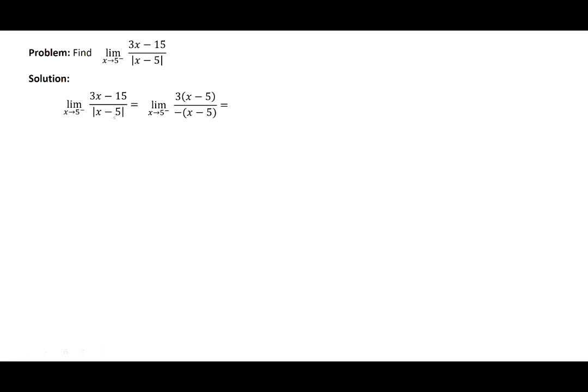We will replace the absolute value of x minus 5 with the negative of x minus 5, because in this context x minus 5 is a negative number, and the absolute value of a negative quantity is the negative of the quantity. And so you get x minus 5 over x minus 5, the x minus 5 cancels, and you get 3 over negative 1, or negative 3.